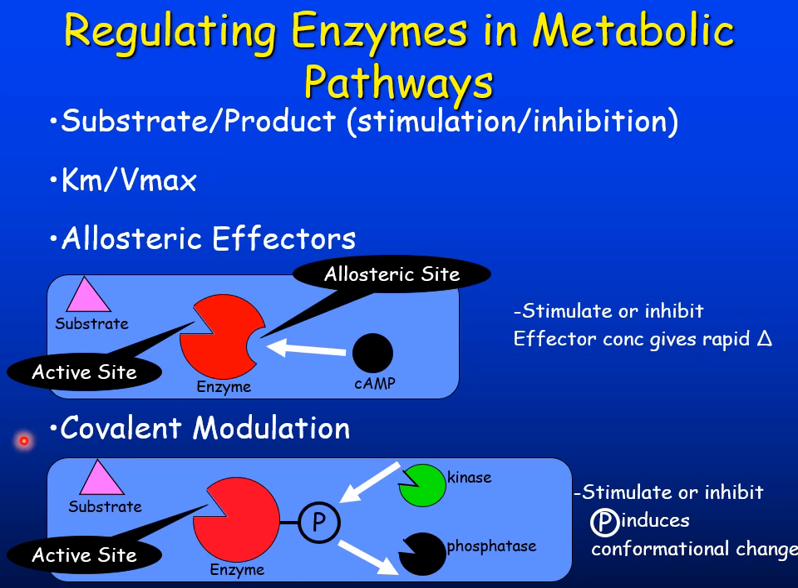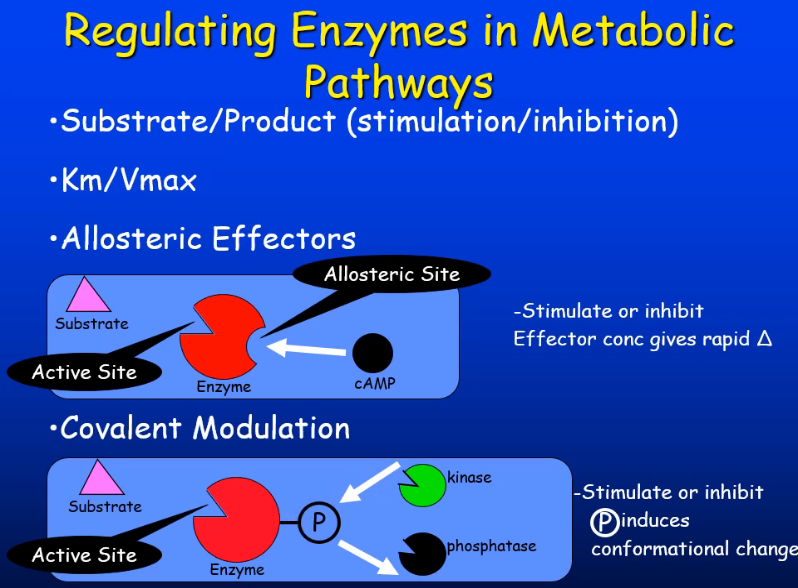And our last form of regulation is covalent modulation. This is where an enzyme is phosphorylated, and by phosphorylating it, you will either speed up that enzyme or, again, you will slow it down. Now classically, it is kinases that will cause the phosphorylation of a target enzyme, regulating its activity.